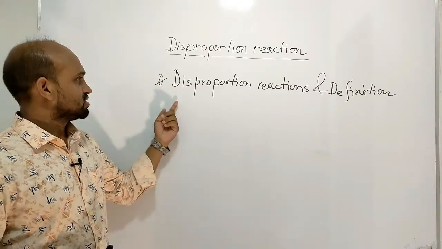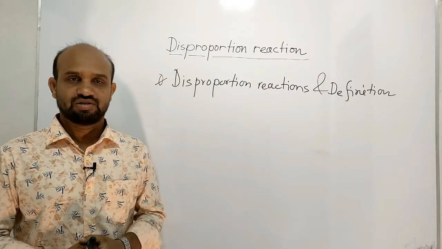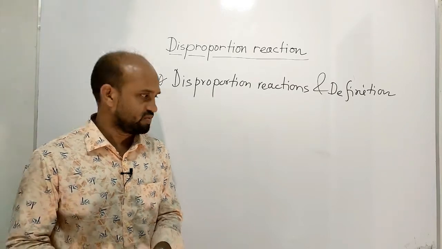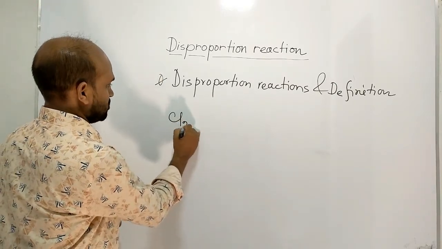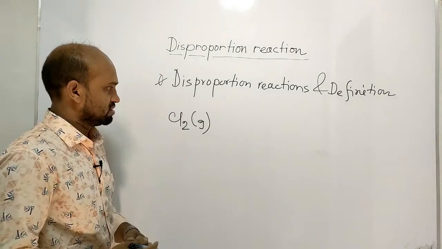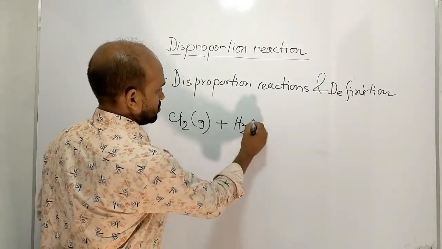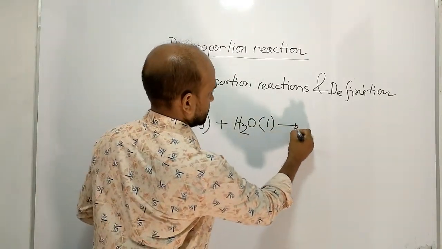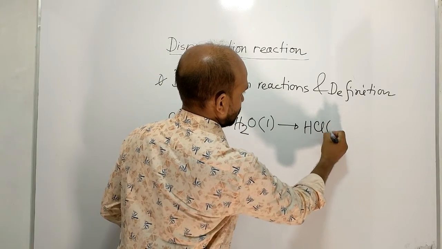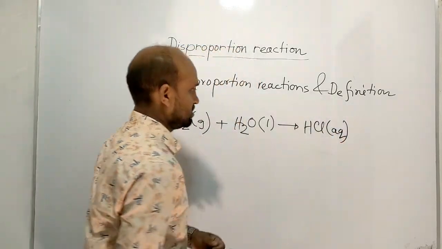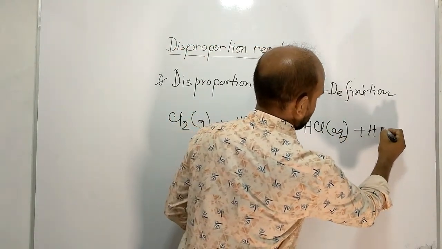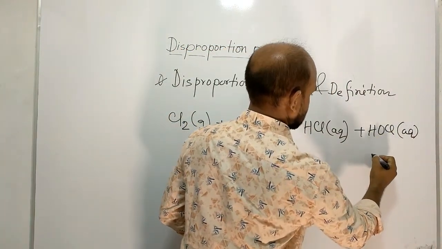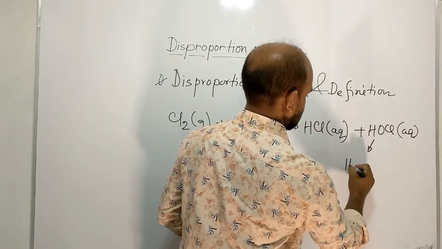Now the point is disproportionation reactions and their definition. Let's see some examples of disproportionation reactions. First of all, chlorine gas reacts with water liquid, then hydrochloric acid and hypochlorous acid are formed. This is hypochlorous acid.